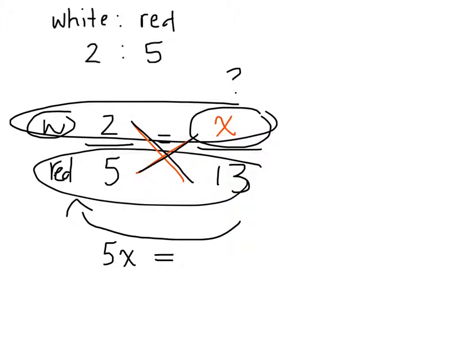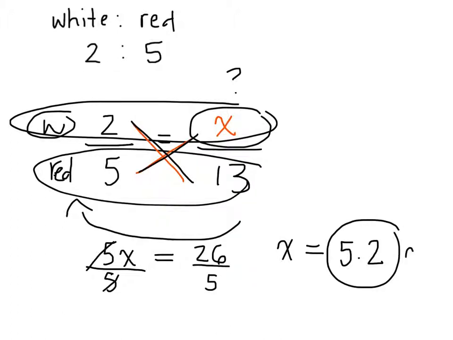What's 13 times 2? How do I solve for X? What did you guys do next? Divide by 5. 26 divided by 5, and what did you get? Okay, now look here for a second. It's a decimal, which doesn't really make sense, right?